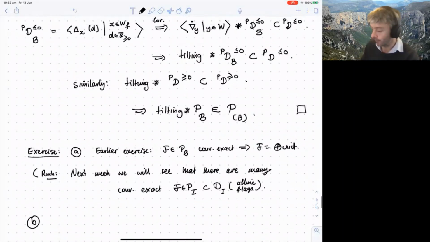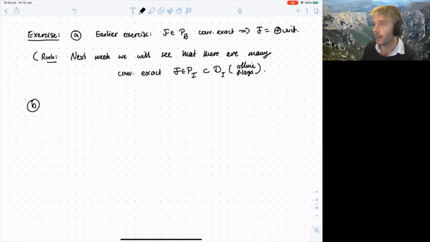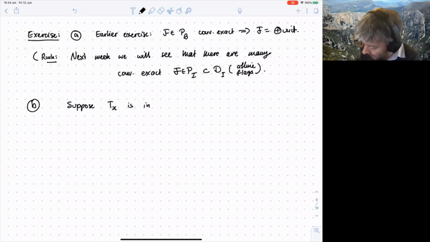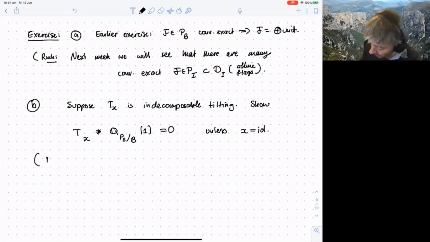And B, I feel like I would be cheating a little bit if I didn't mention the following fact, which is that suppose Tx is indecomposable tilting, show that Tx convolved with one of the generators of the Hecke category is 0 unless X is the identity.